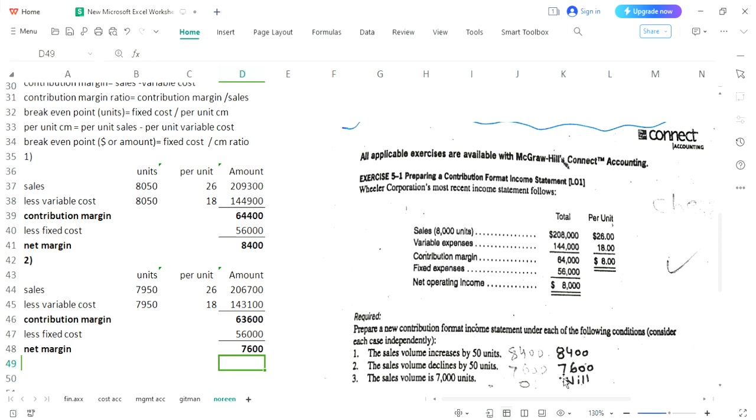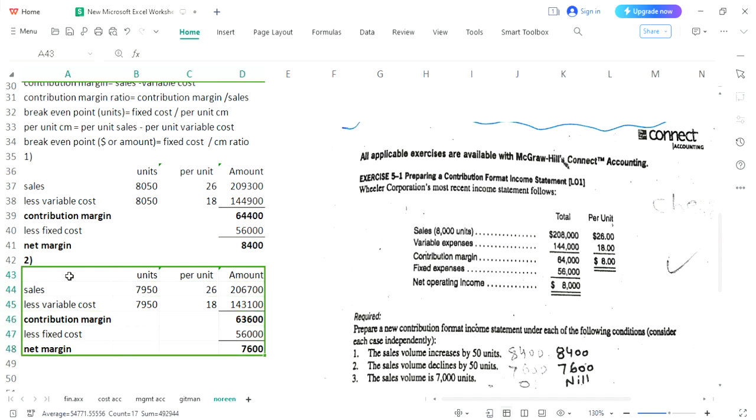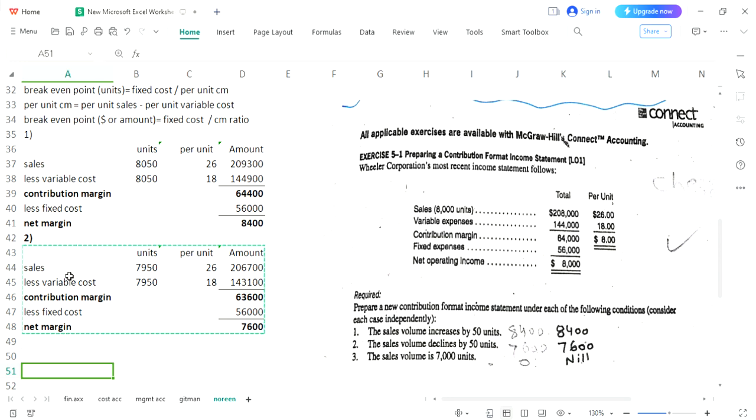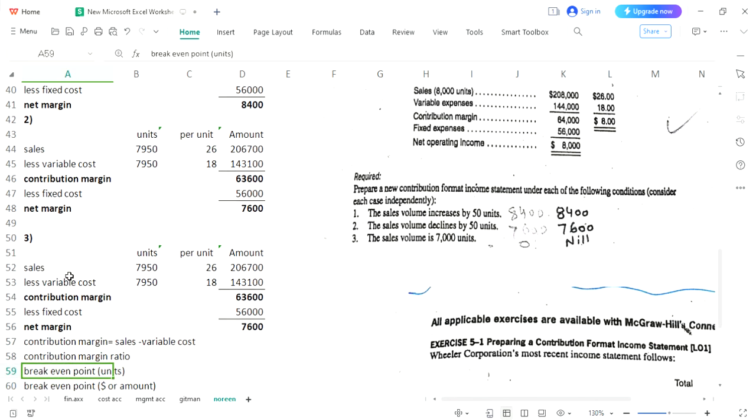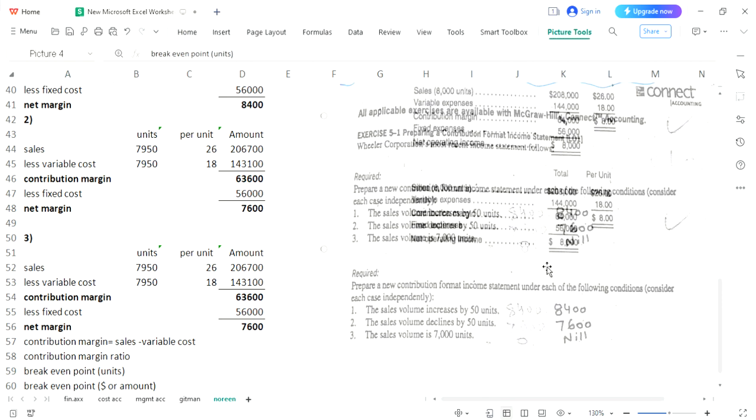The second part is solved, and we are going to solve our third part, where the number of units has been altered again. What I will do, I will copy these headings which were used to make the previous statement, and I'm going to use the same headings to prepare the third part statement. It's easy for me, but you will have to write the whole statement again. And now what I will do, I will just change the figures over here.